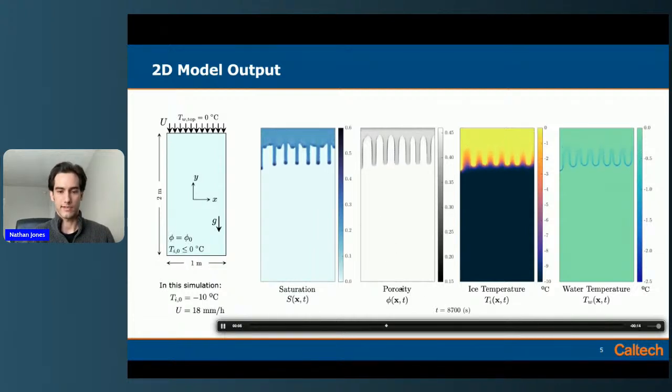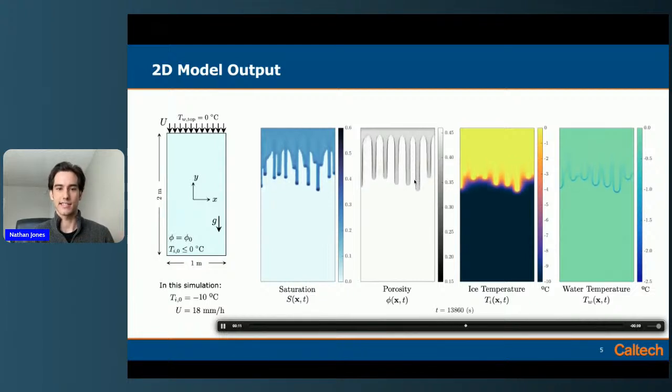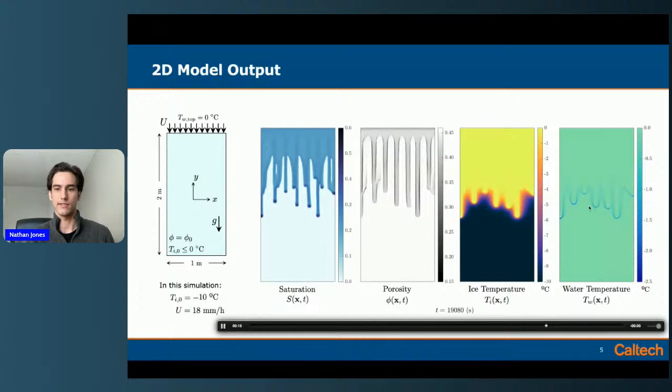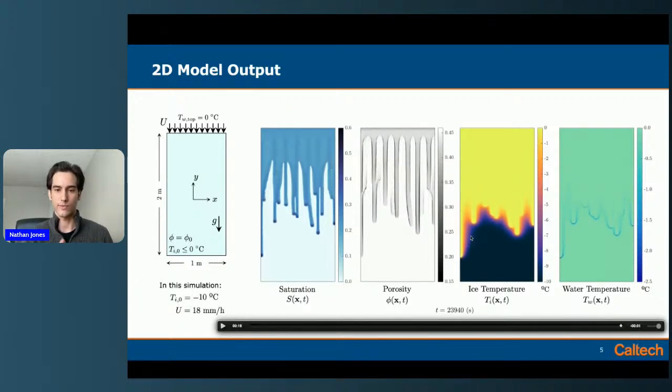Again, as I mentioned before, with porosity, anytime you see decreasing, that's local freezing. So we're adding to the ice matrix here. And between ice and water temperatures, you can see this subcooling at the furthest wetting front, which is where most of the phase change is occurring. And behind that, most of the system is now at equilibrium, and there's no more phase change happening.